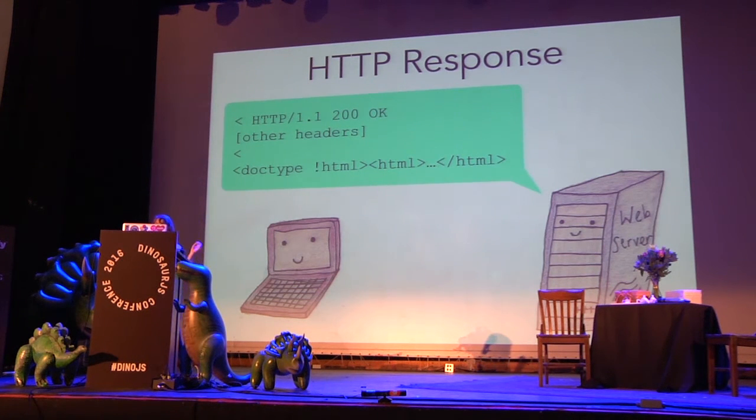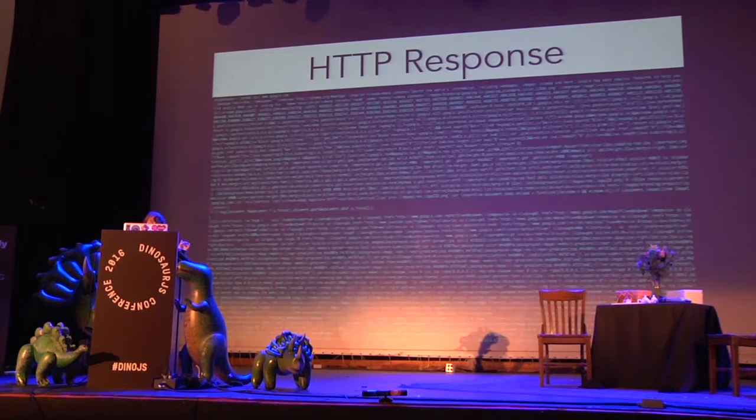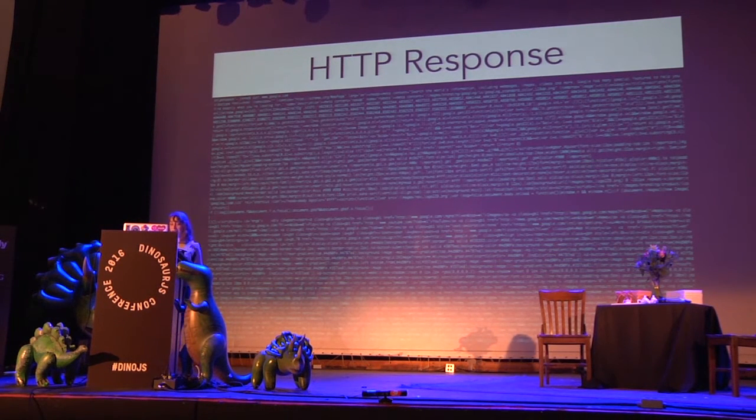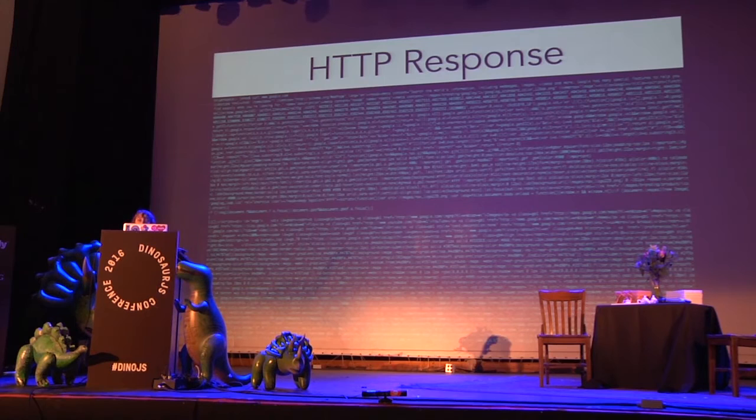In the sad case that there was not successful requesting and servering, you could also get less happy things, like a 400 series error, that's if the client did something wrong, or a 500 series error if the server did something wrong. So in the wild, you can use curl to get HTTP responses and look at them. So yeah, this is just google.com. It's a lot for such a simple website, right?